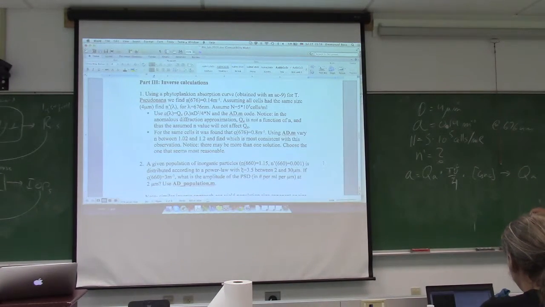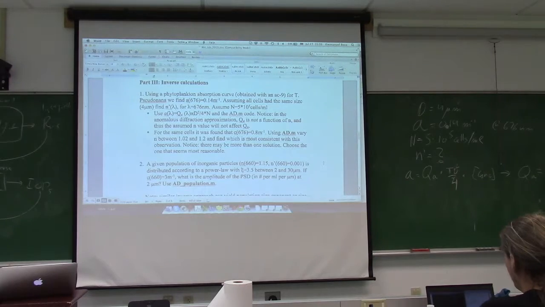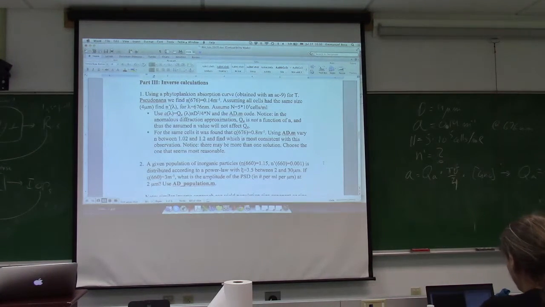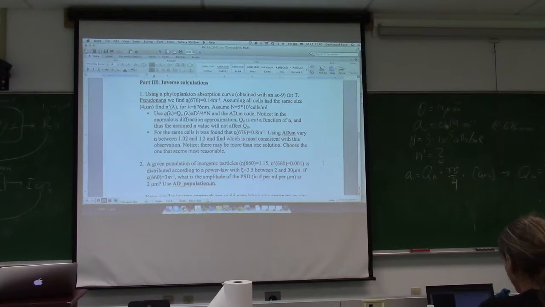So let's calculate what it is. Qa will be 0.14 divided by pi times D squared, D being 4 times 10 to the minus 6, all this divided by 4. So this is the big division here. And I have to divide by concentration, which is 5 times 10 to the 3. So that's 11 cells per liter.